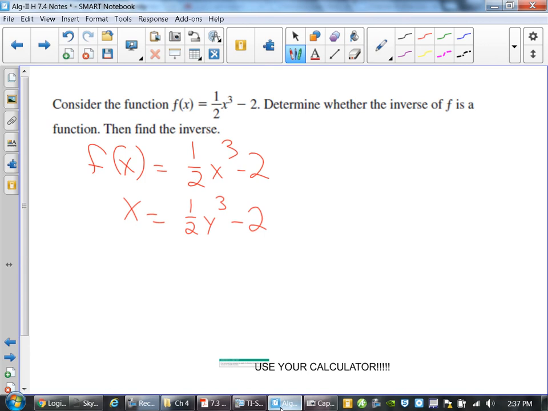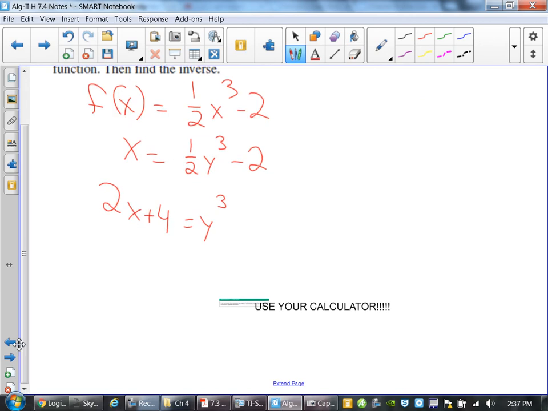The calculator allows you to tell whether or not it's going to pass a horizontal line test. Add 2, multiply by 2? Yeah. And then what? Take the cube root of each side, or you can write it to the 1/3 power if you want. Either one is fine. And that gives you your inverse. Remember, you can write it as cube root if you'd like, or as a fractional exponent, that's fine as well.